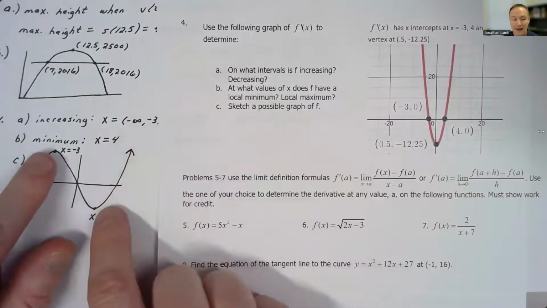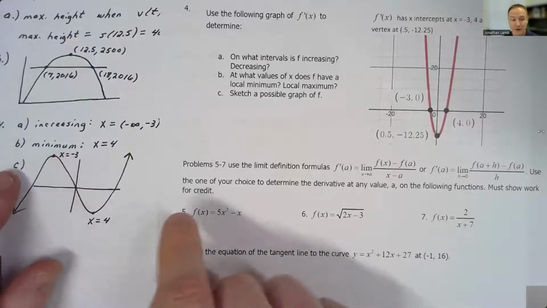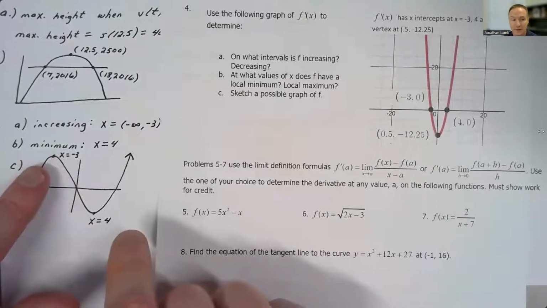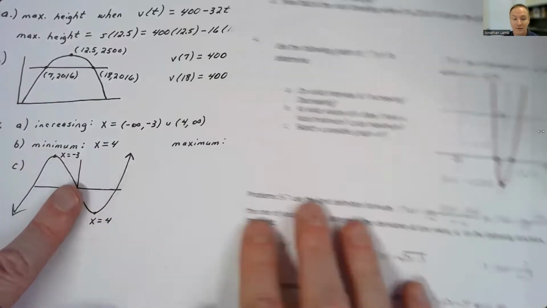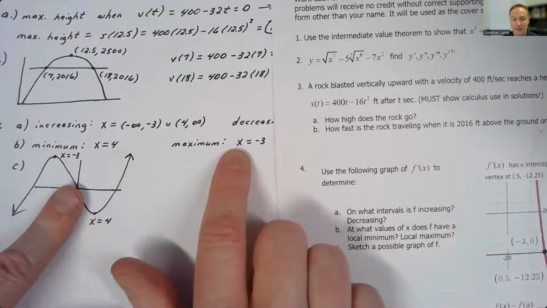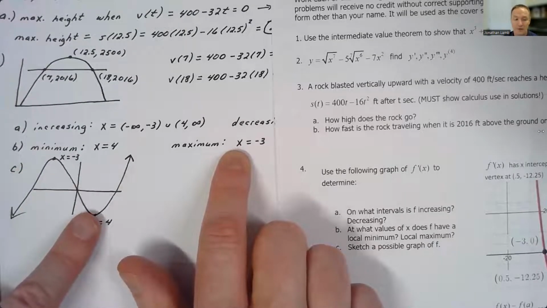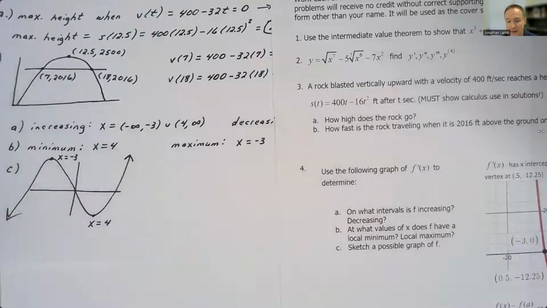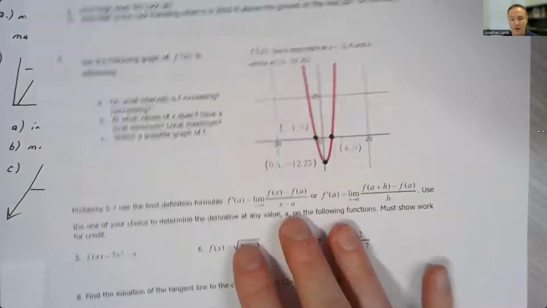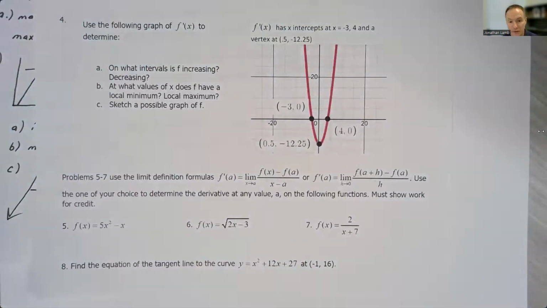And then from that, I can easily answer part B and say, since my function was increasing before -3 and decreasing after -3, -3 had to be the location of a maximum. Since my function was decreasing before x equals 4 and increasing after it, it had to be the location of a minimum. And that's what I'm wanting for number 4. I want you to connect the graph of a derivative with what the original function is.